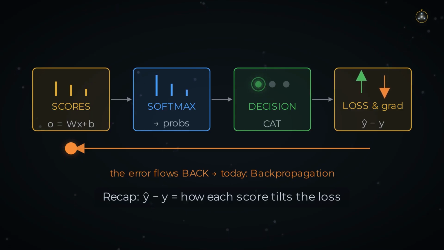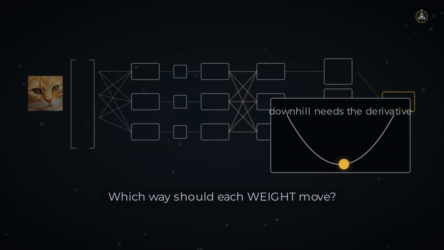That is today's topic. The network can only change its weights. Watch the wave. Every line that lights up is a weight. Learning means moving each one so the loss goes down like the ball in the panel. And for that, every weight needs its derivative. Today, backpropagation, all of them, in one backward pass.